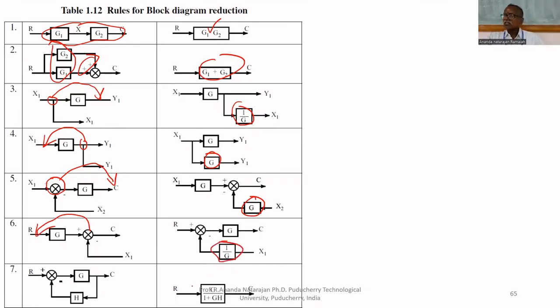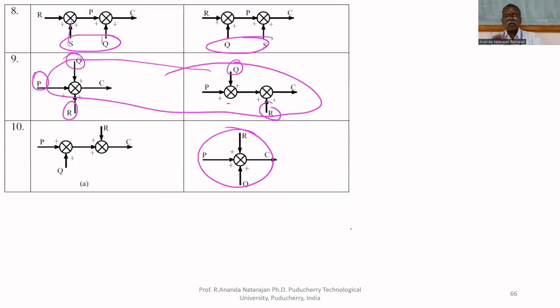The 7th rule, you know, is G upon 1 plus GH. G upon 1 plus GH is the 7th rule for negative feedback. If it is positive feedback, it is G upon 1 minus GH. That's all. Now, the supplementary rules are that you can combine two summing blocks together, or you can separate the summing blocks. Those are the additional rules.